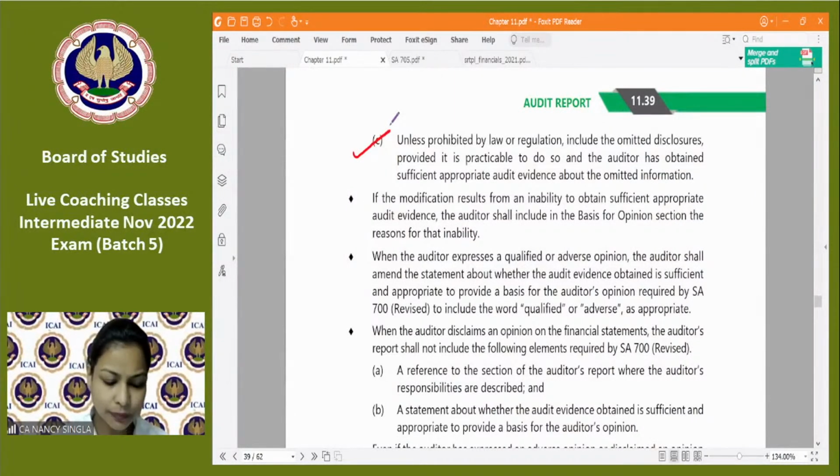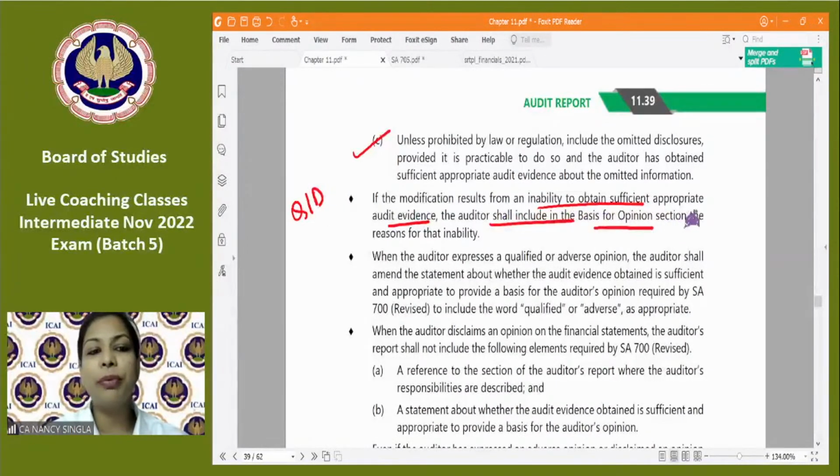Clear? Simple है. Further, it says that if you are unable to obtain sufficient appropriate audit evidence, मतलब qualified या disclaimer की बात हो रही है यहाँ पर, the auditor shall include in basis for opinion section the reasons for inability.